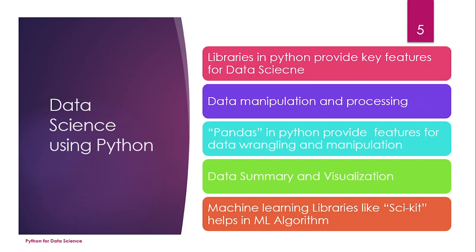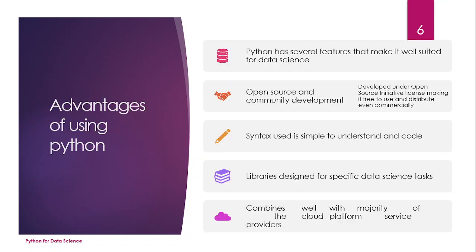And then finally data summary and visualization can be done using Python. And normally there are machine learning libraries like scikit, which help in working with machine learning algorithms. Now these are some of the factors which make Python a definite choice for the people working on data science. And now coming back to the advantages of using Python.